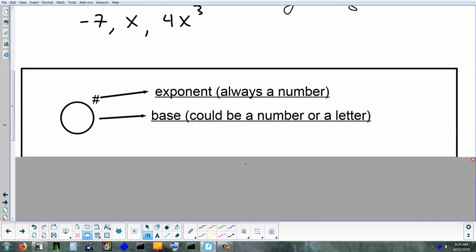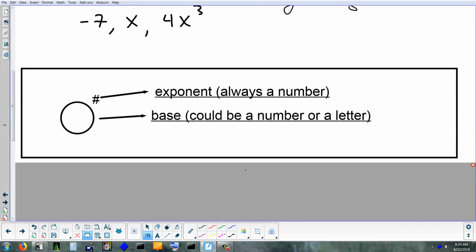All right, so on your sheet in that box, we already went through these 2 words in the warm-up, but you want to write them down. Whenever you have something with a number up higher, that number has a name. It's called the exponent. Now, for this week, I think the exponent is always a number. The next week, we're going to look at what happens when the exponent is a variable. That's a little different.